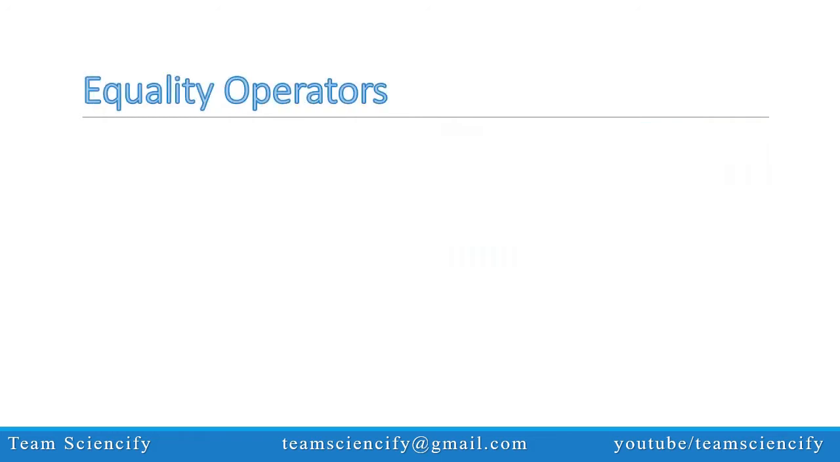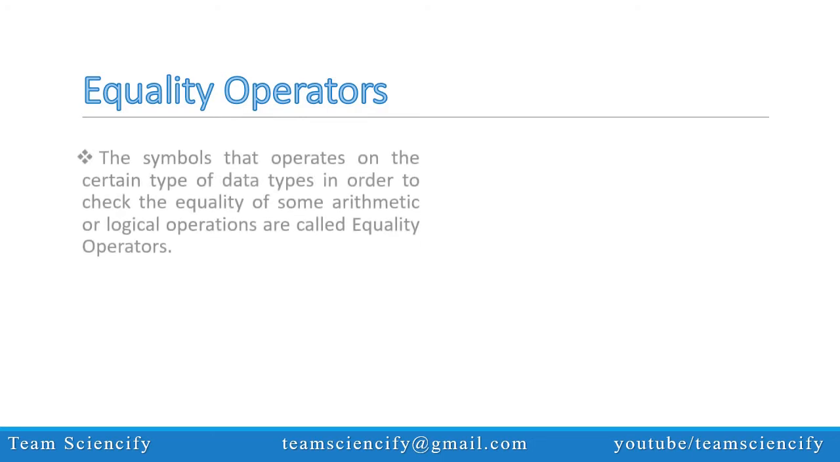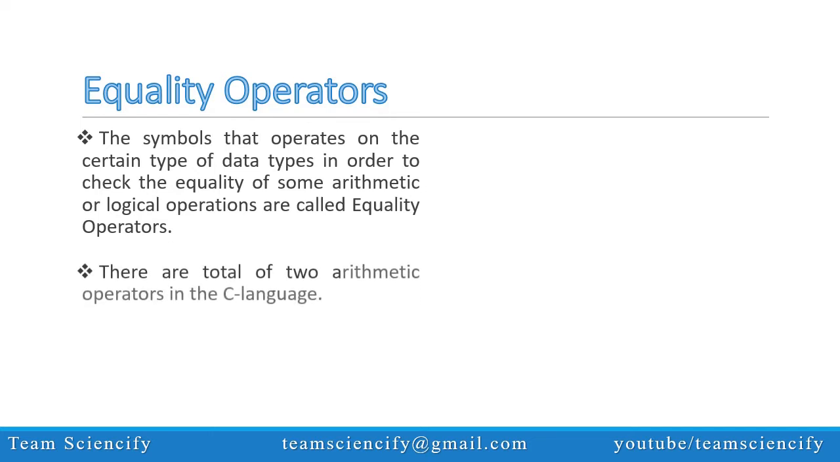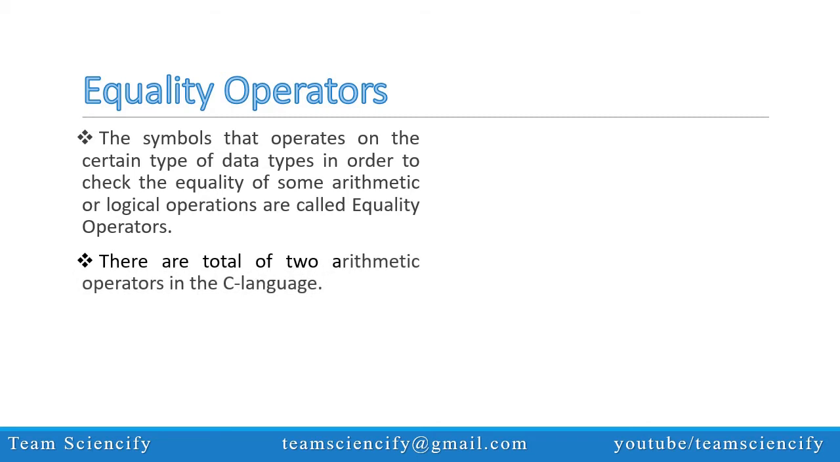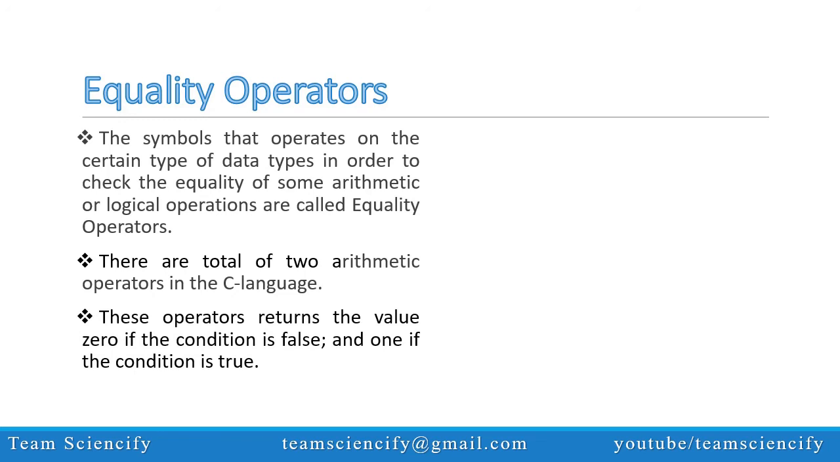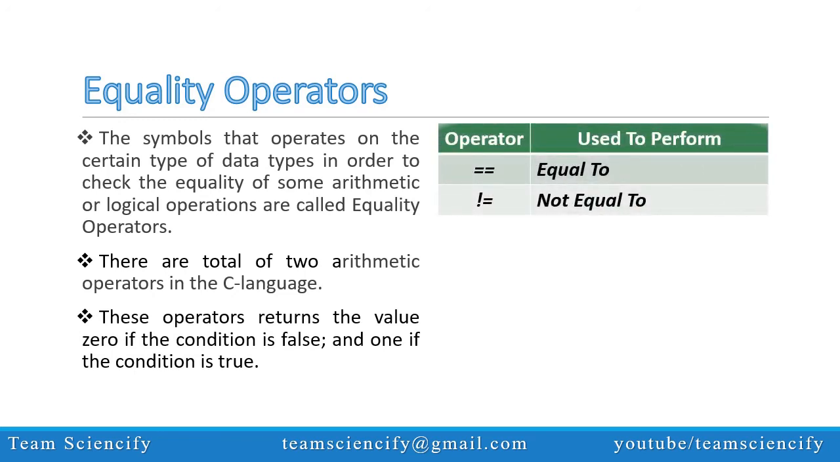Let's move on to the next type of operator, that is equality operators. The symbols that operate on certain data types in order to check the equality of some arithmetic or logical operations are called equality operators. There are a total of 2 equality operators in C language. Those are listed in the table. For doing equal to operation, we use the equal to sign operator in C. For doing not equal to operation, we use the exclamation mark equal to sign operator. These operators return the value 0 if the condition is false and 1 if the condition is true.